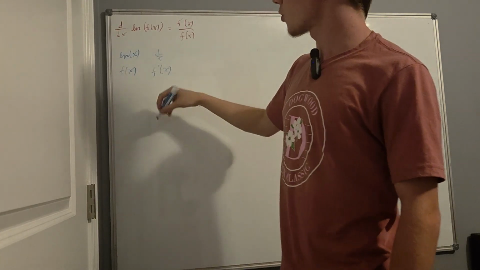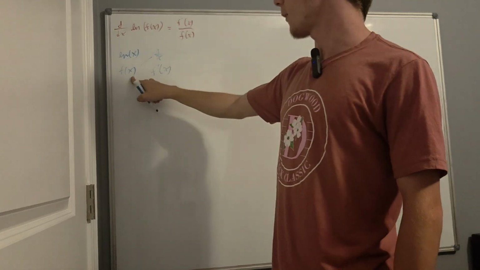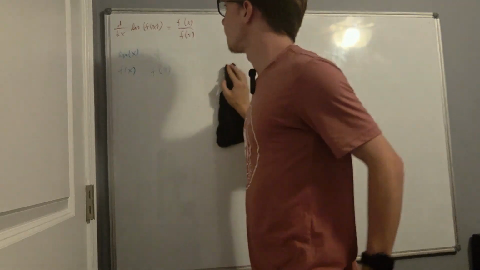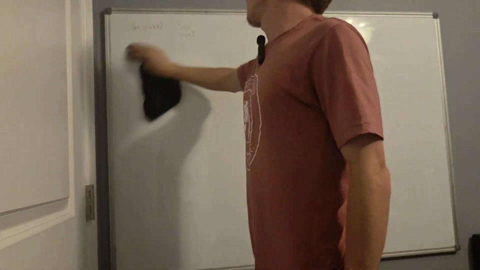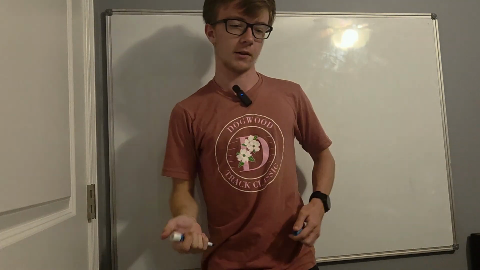So then we just do our normal chain rule. Composition here, so 1 over f of x times f prime of x will go to that. So that's why that one works. Okay.